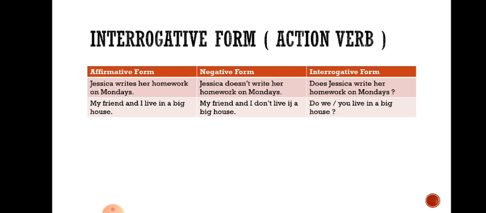So to make questions in the simple present tense, when there is an action verb, start with do or does. As you know, with he, she, it, we start with does. With we, you, they, and I, start with do. And don't forget the question mark. Please use the base form of the verb in the interrogative and negative forms.